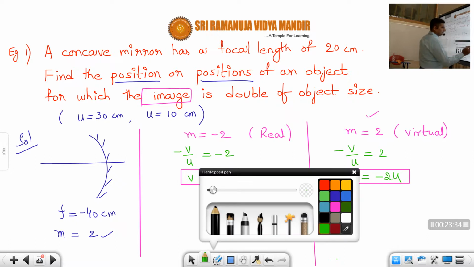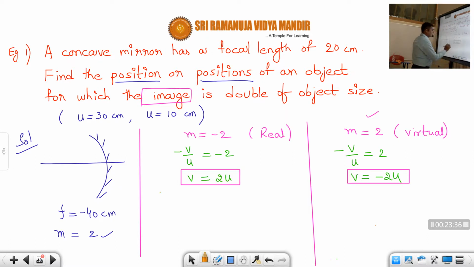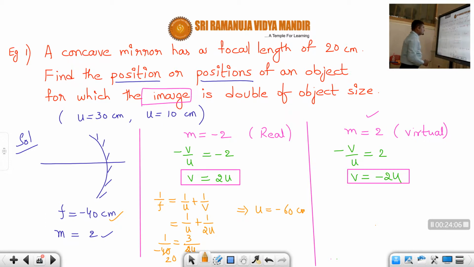Now what is the mirror formula, students? 1 by f is equal to 1 by u plus 1 by v. So that is equal to 1 by u plus 1 by, what is v here? 2u. So that is equal to how much? If you do 2 plus 1, 3. So 1 by, what is the focal length given, students? Focal length is -40. So 2 20s. So this implies u is equal to -60 centimeters.